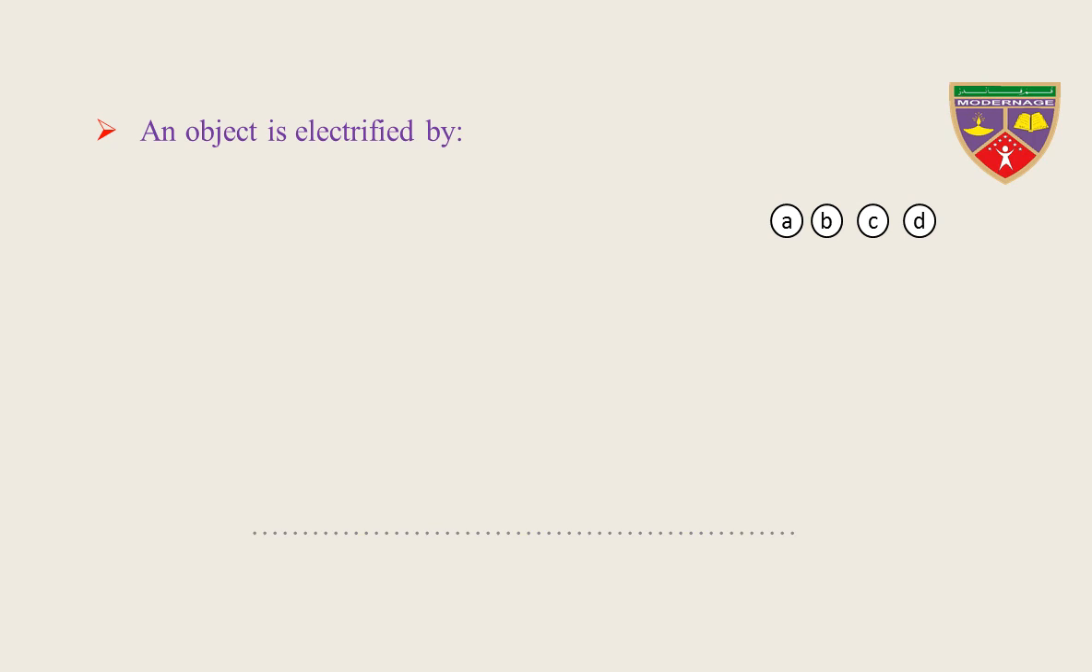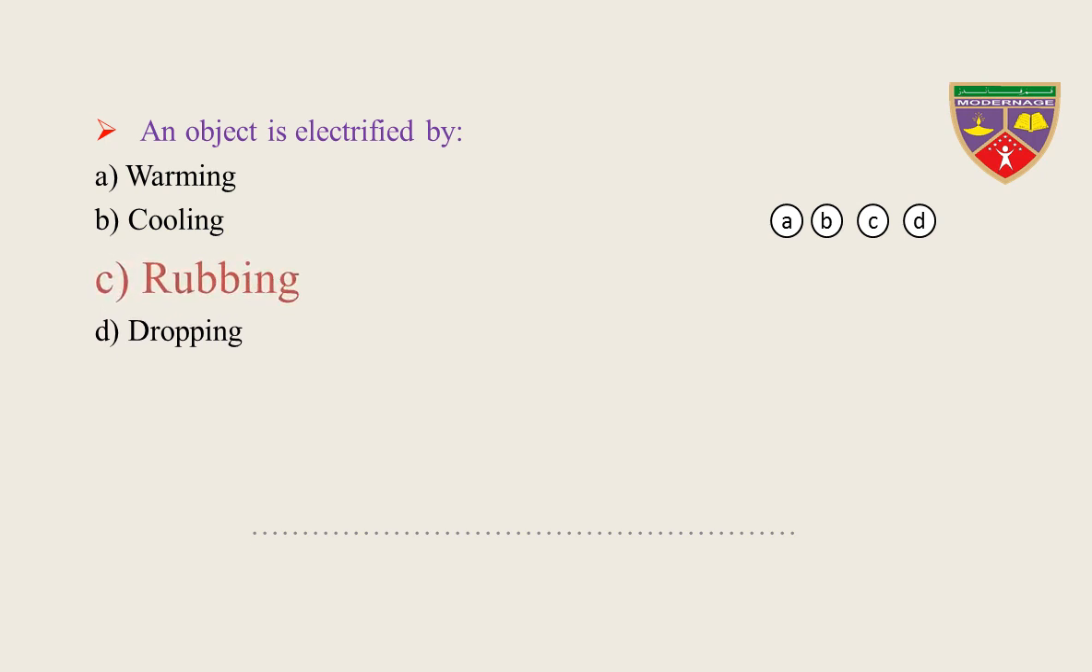An object is electrified by: option A, warming; option B, cooling; option C, rubbing; option D, dropping. The key is rubbing. The correct option is C.